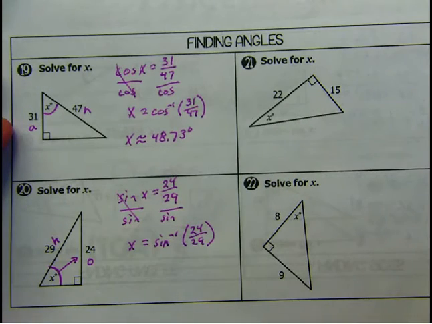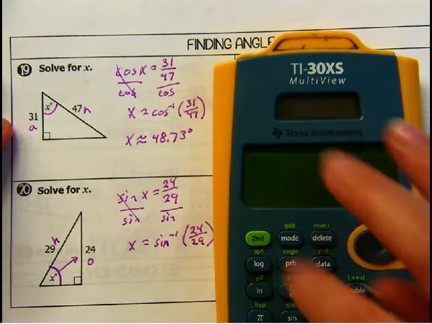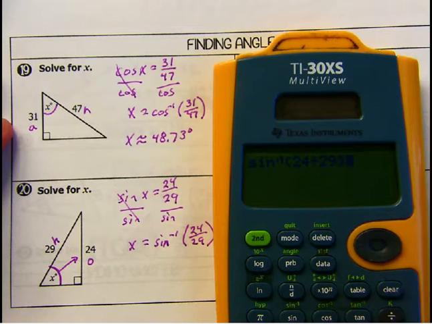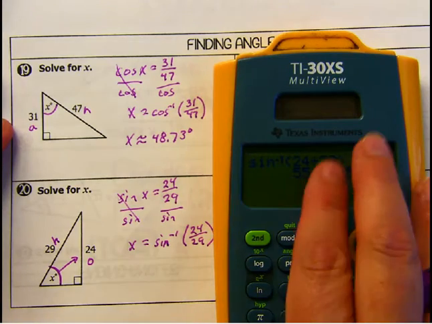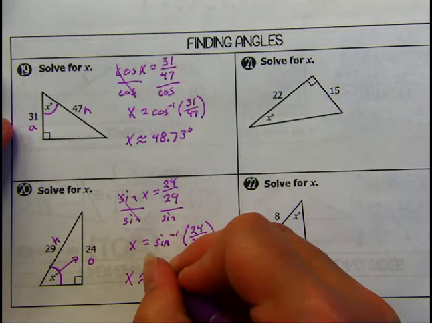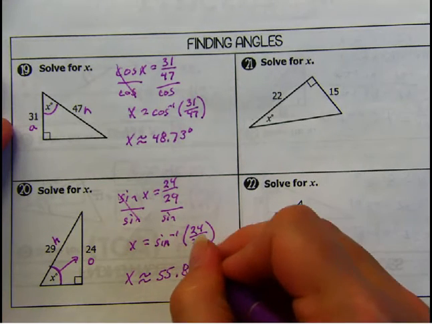So on our calculator, we're going to type in second sine 24 divided by 29, and we get 55.85 degrees. So x is approximately 55.85 degrees.